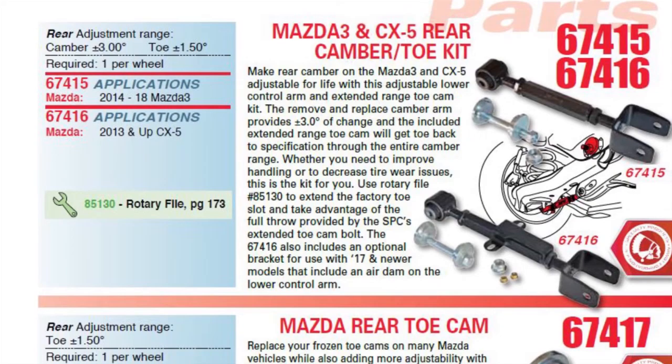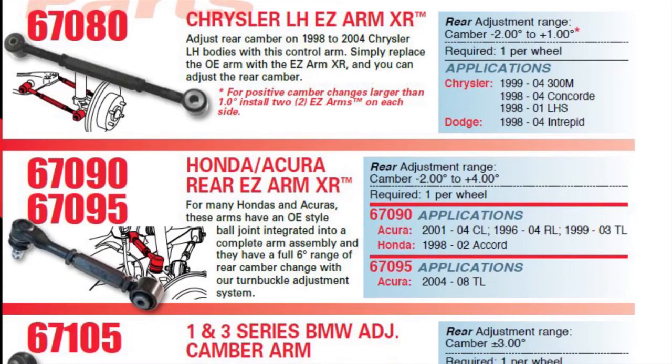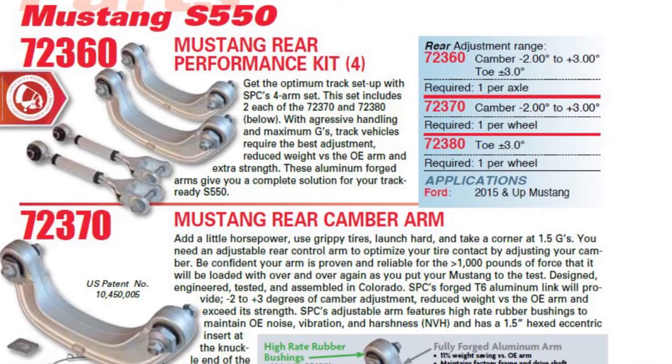Many cars don't have adjustments for rear camber or toe. Here are some examples of adjustable arms to correct toe. And here are some arms to adjust rear camber. Check out our new performance kit for the S550 Ford Mustang. These lightweight T6 aluminum forged arms are ideal for track setup and optimized tire contact.